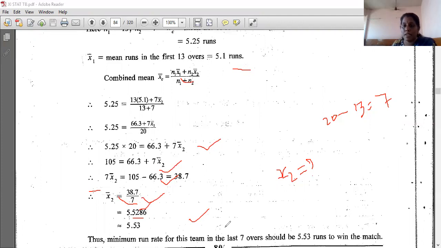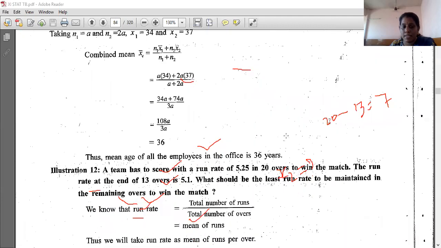In the previous sum, N1 and N2 were given in a ratio, and in this sum, the new thing is that they have given a combined mean, X bar C. They have given X bar C and X bar 1, and X bar 2 was missing, so you have to find X bar 2. So this is the new thing in illustration number 12.